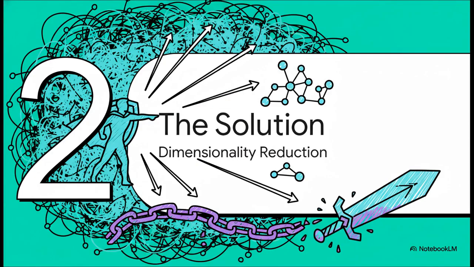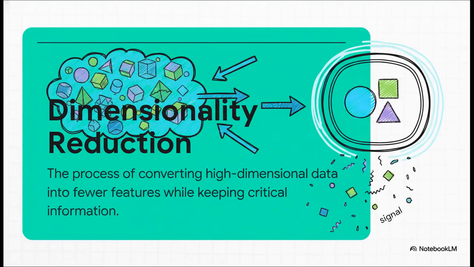But don't worry, it's not all doom and gloom. Because for every big, scary problem in data science, there's usually an equally clever solution. And in our story today, the hero swooping in to save the day is dimensionality reduction. This is how we fight back against that curse. So what is this thing really?